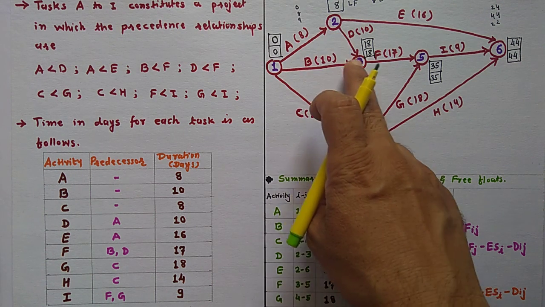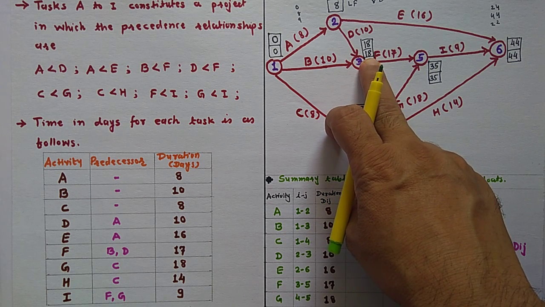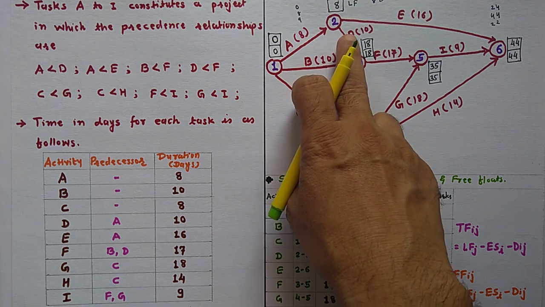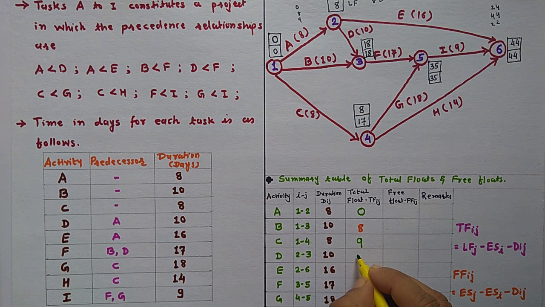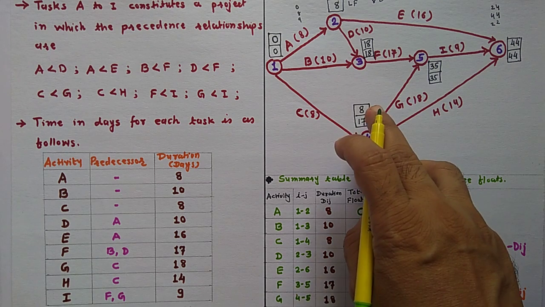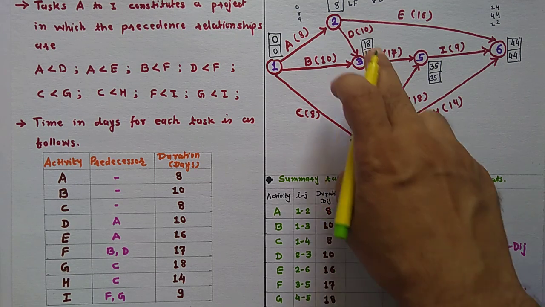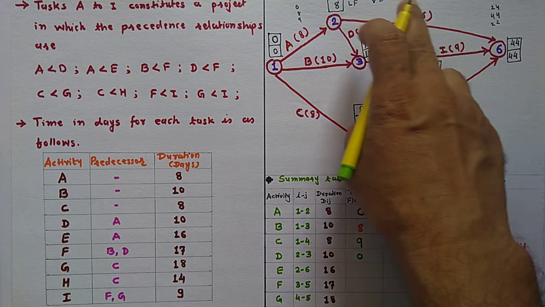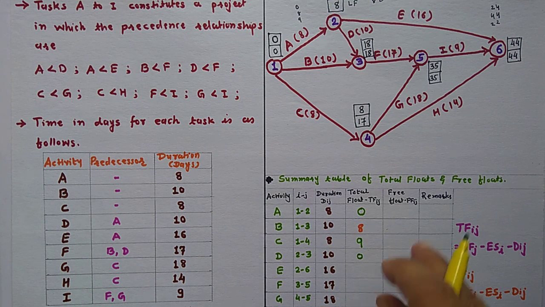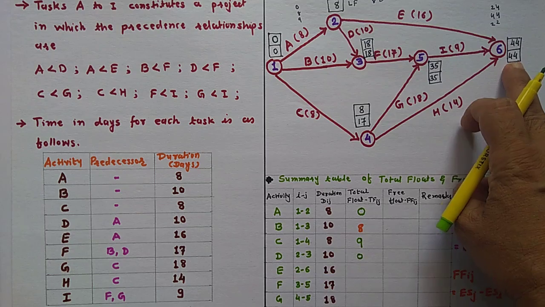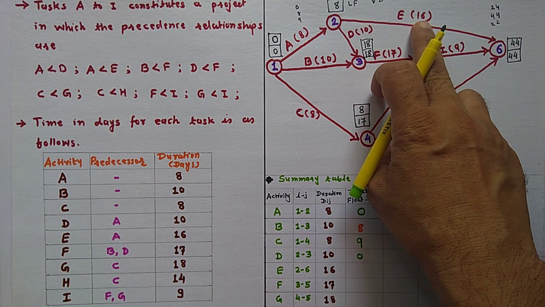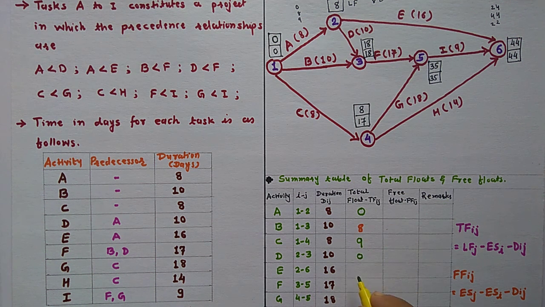Activity D, this one. Latest finish time of head 18 minus earliest start 8, 10, minus 10, is equal to 0. Activity E, this one. Latest finish time of head event 44 minus earliest start time of tail 8, minus 16, so that is 20.